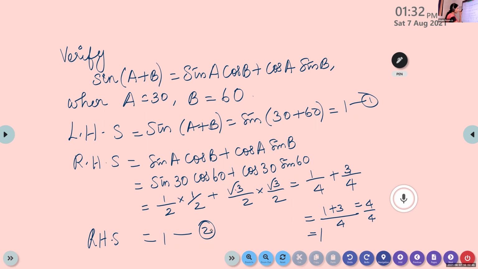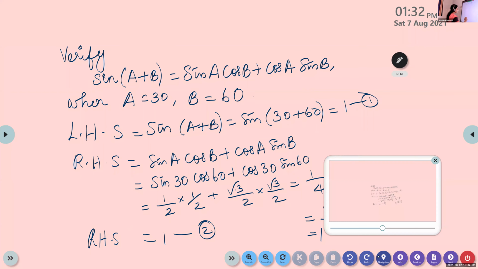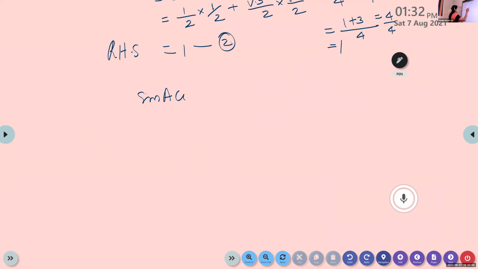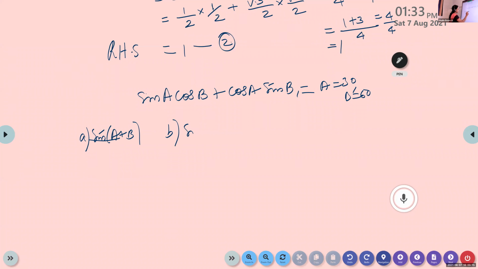So for the exam, how will this question be asked? Sometimes they give sine A cos B plus cos A sine B, or sometimes they give the values A is 30, B is 60, is equal to, then 4 options will be given: sine of A plus B, sine of A minus B, cos of A plus B, cos of A minus B. You have to substitute the values and select the correct option. So like this, these questions will be asked.